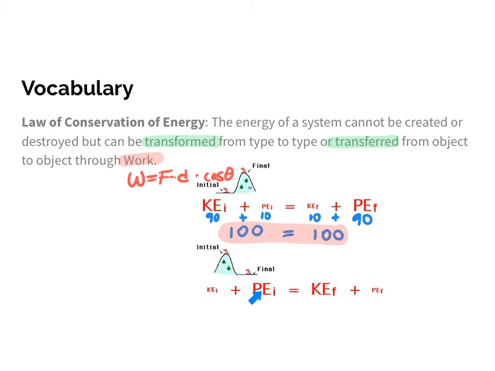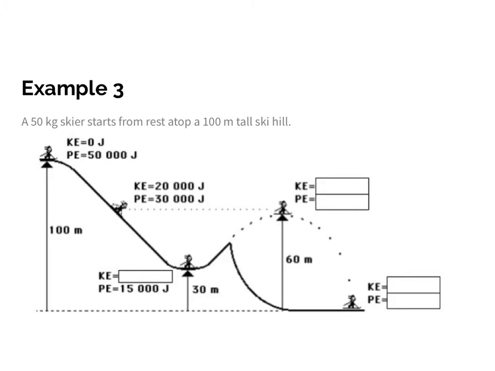So the idea is that the amount of potential energy that it lost in the initial phase is going to go towards the kinetic energy that it's going to have in the final phase. And that's the idea of energy being transformed. So we can apply this idea of the law of conservation of energy to solve problems very similar to the one that I just showed you.